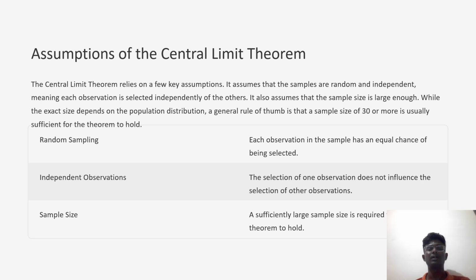Random sampling. Each observation in the sample has an equal chance of being selected. Independent observations. The selection of one observation does not influence the selection of other observations. Sample size. A sufficiently large sample is required for the theorem to hold.